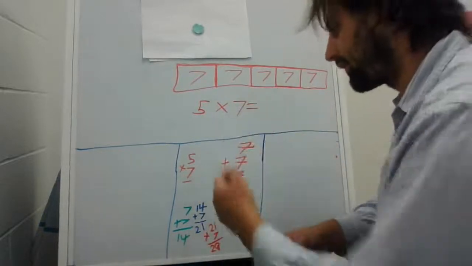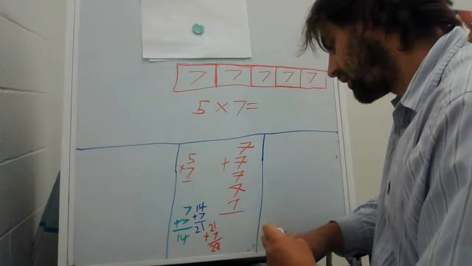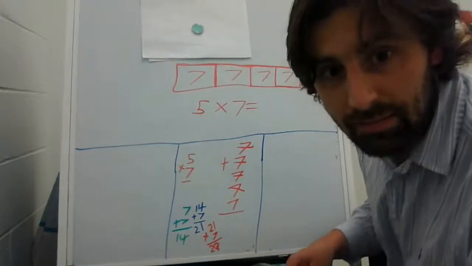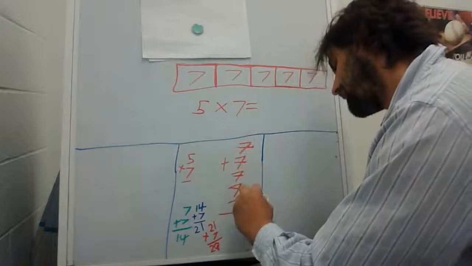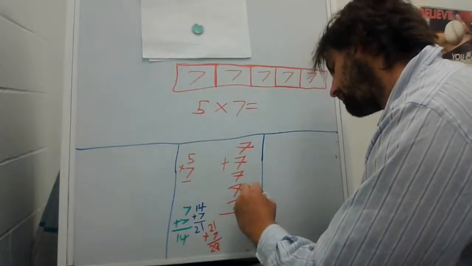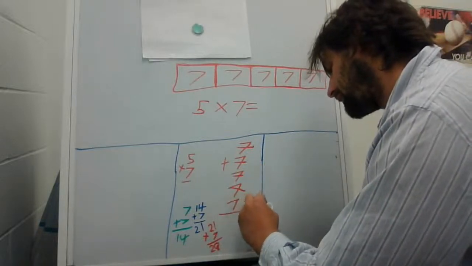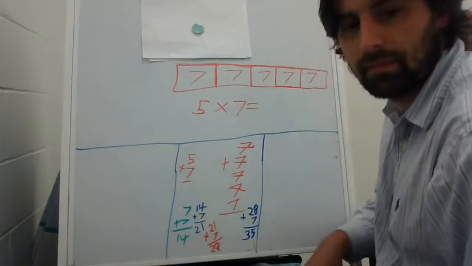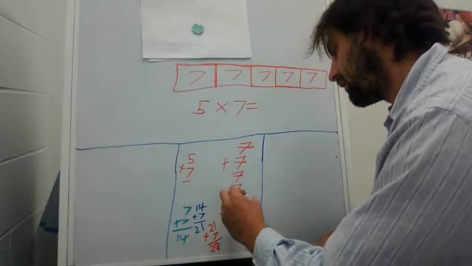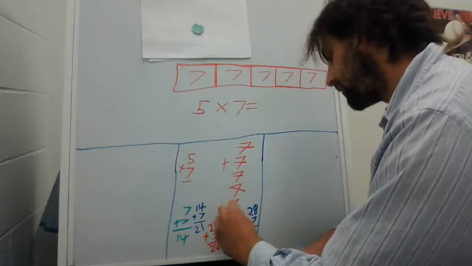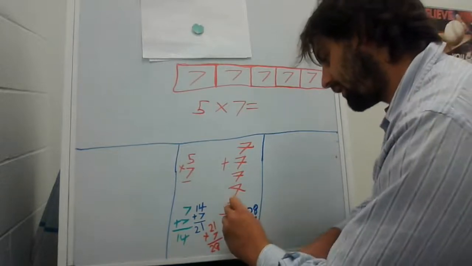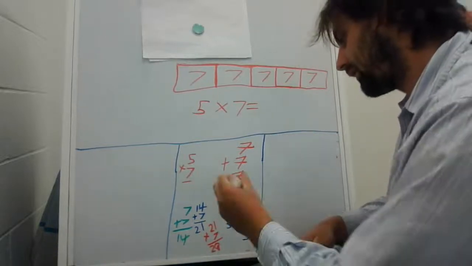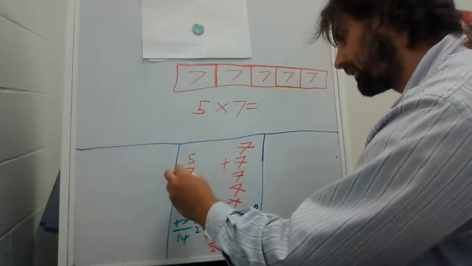For the problem here, we have to add 7 5 times. So we're going to add 7 one more time. 28 plus 7 equals 35. So after adding the number 7 5 times, we got 35 for an answer.